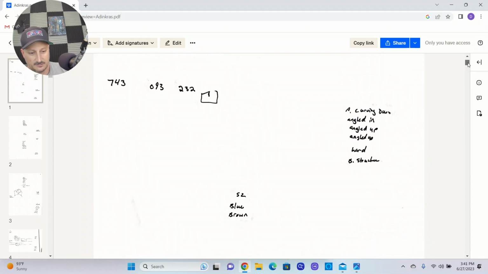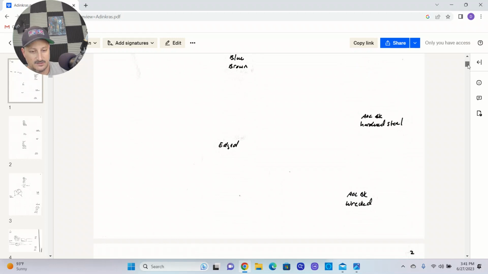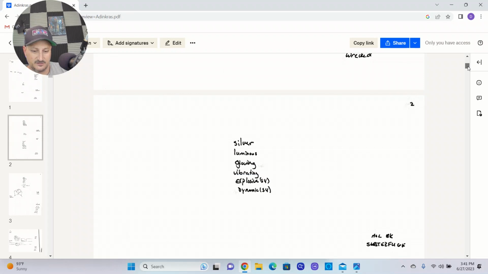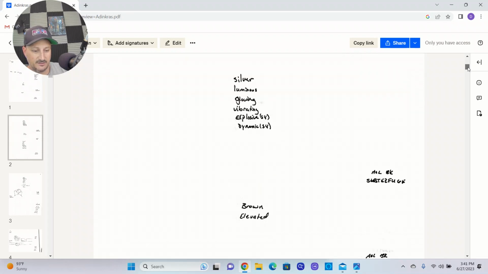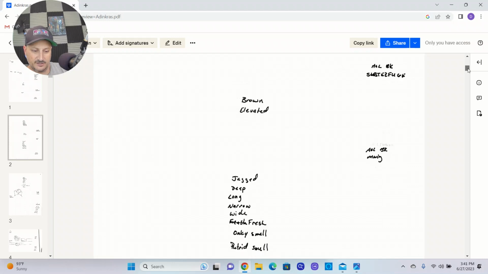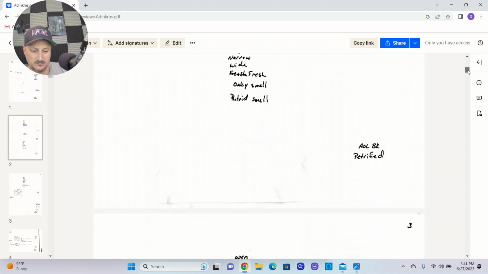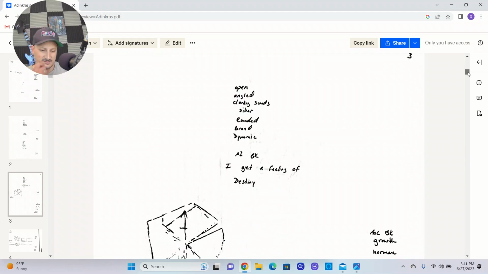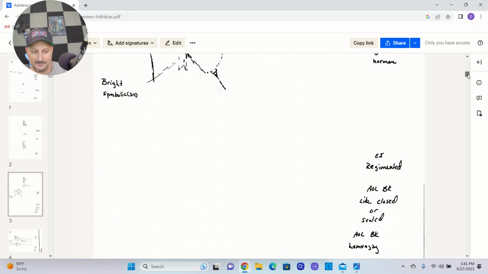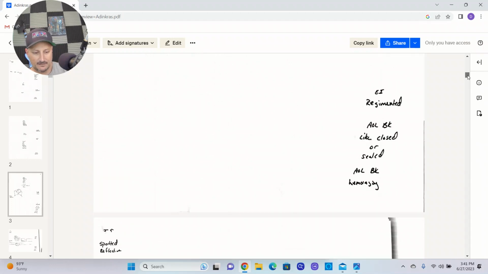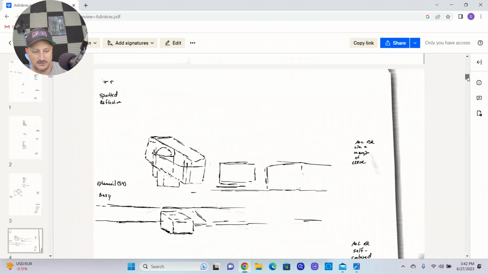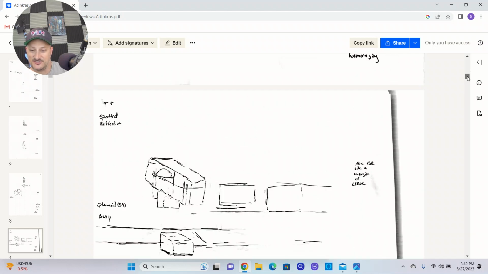The structure: hardened steel, edged, AOL big rect, silver, luminous, glowing, vibrating, explosive, dynamic, AOL break, subterfuge, brown, elevated, moving, petrified. Okay, my AI break was to get a feeling of destiny, like closed or sealed. It's all AOLs here, but some of these AOLs are kind of interesting.